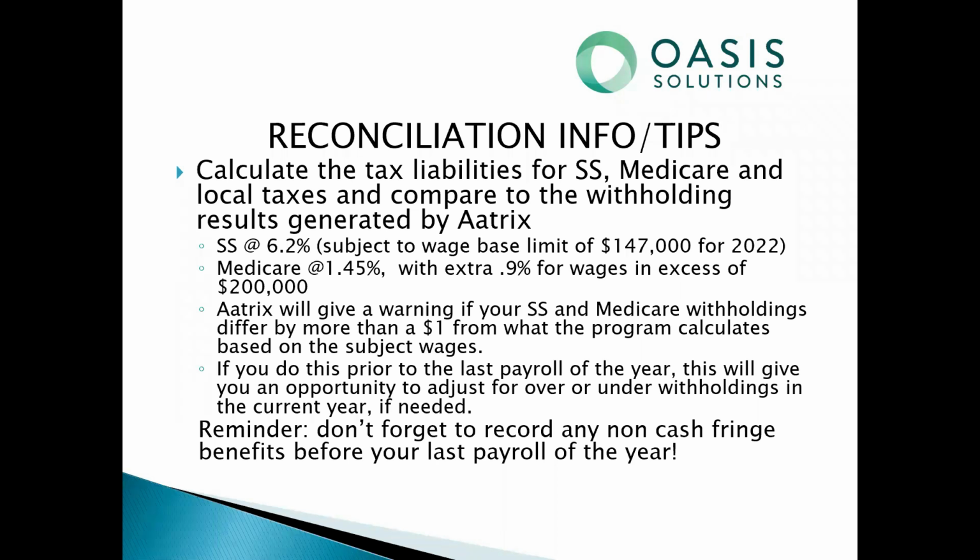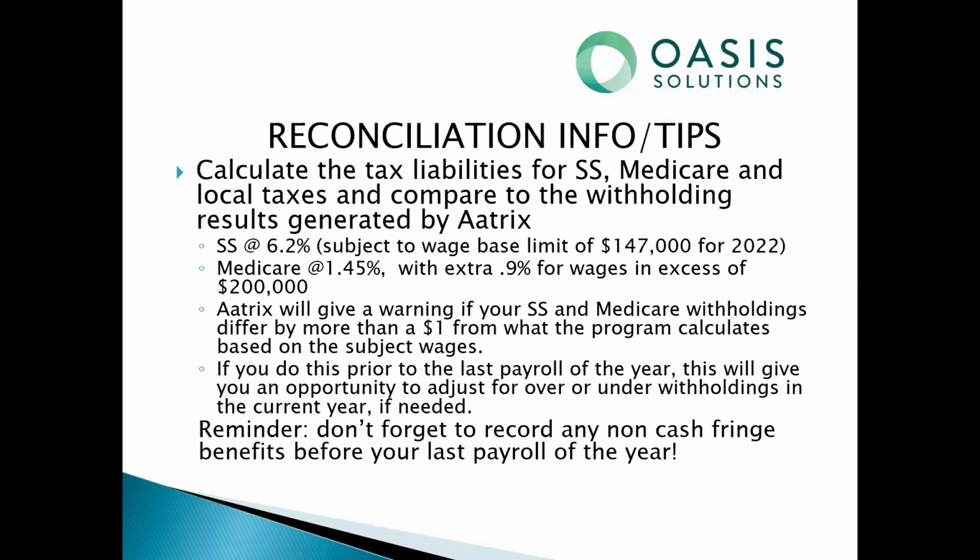Also, if you're going through your test drive, you might see this. If you're going through the next step verification, where it steps you through verifying the various pieces of data, if you have an employee whose Social Security or Medicare withholding amount differs by more than $1 from what the program calculates based on their specified subject wages, it's going to give you a warning. So that might help you look a little bit closer at some potential issues, by going through that test drive and seeing if any warnings are generated.